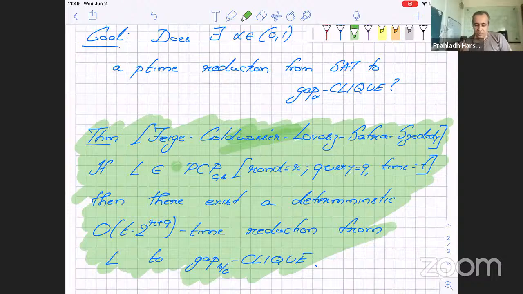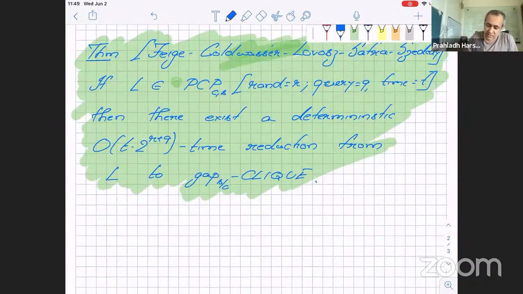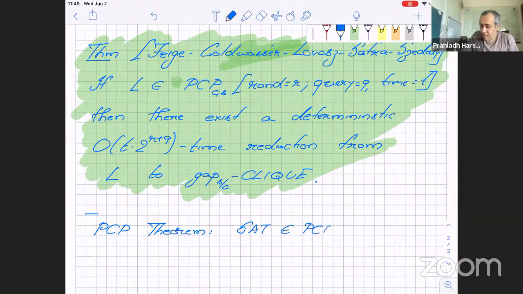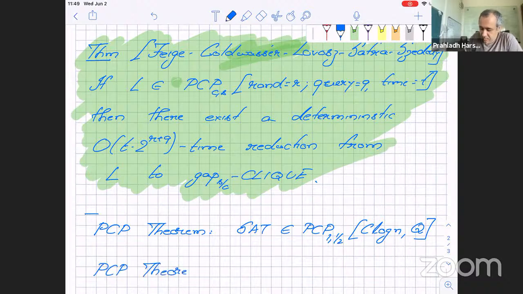Even before we go into how to prove this, let's recall that the PCP theorem had stated that SAT is in PCP with completeness 1, soundness 1/2, randomness some C times log n, and some constant Q queries. Now, if you put the PCP theorem and the FGLSS theorem together, what does it say?